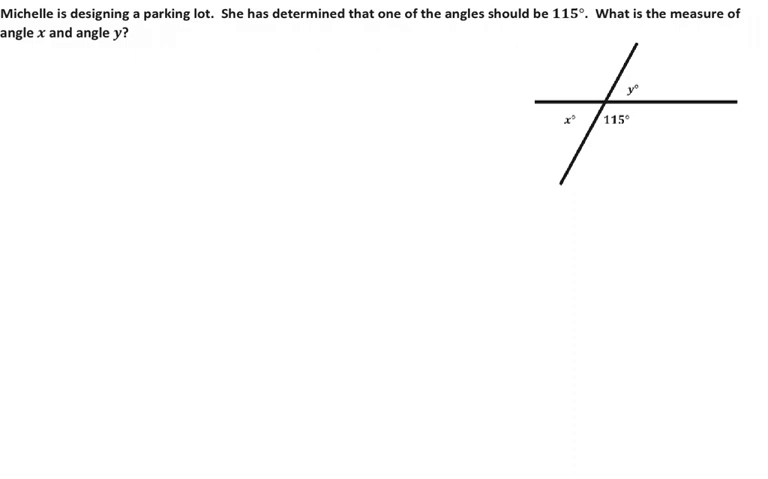Our second example: Michelle is designing a parking lot. She has determined that one of the angles should be 115 degrees. What is the measure of angle X and angle Y? So if we look at the picture, we can see that if we add 115 to X, it's going to make a straight line. And we know that a straight line is going to equal 180. So we can write our equation as X degrees plus 115 degrees is equal to 180 degrees.